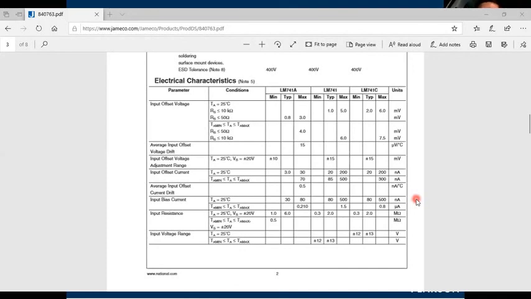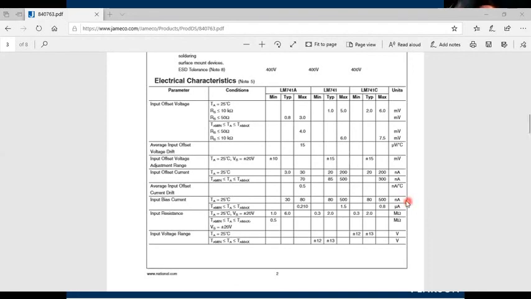So kagaya na lang itong example natin is from 80 to 500 nanoamperes para siya ay gumana ng maayos or para ma-detect niya yung ating input. If it is outside this range, hindi gagana yung ating op-amp. Hindi niya ma-detect yung ating input.